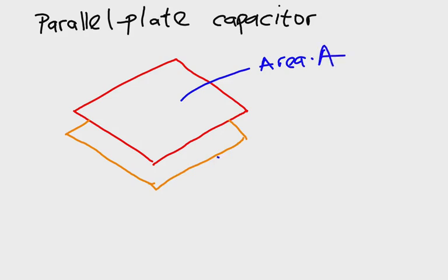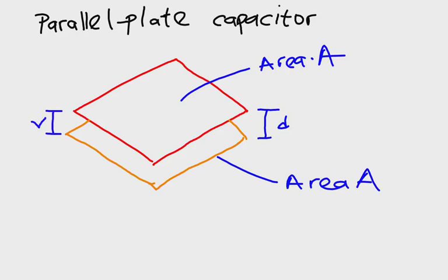Area of the plate is A. Now if the distance between them is D, and the potential difference between them is V. So we have two plates, and each of them has area A. The distance between the plates is D, and the potential difference between them is V.